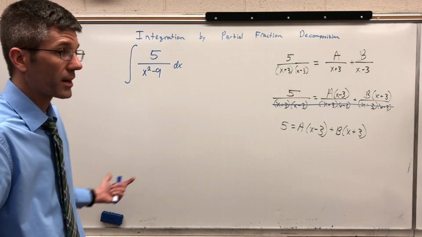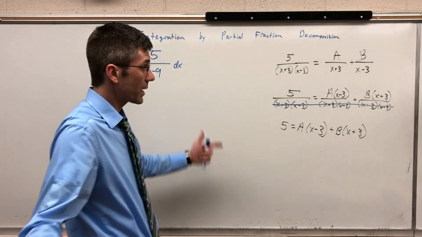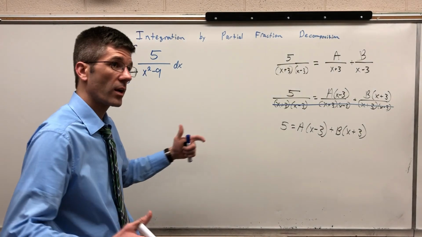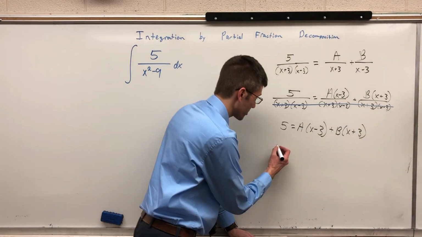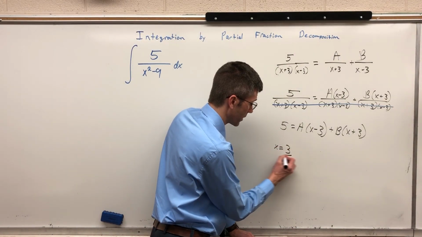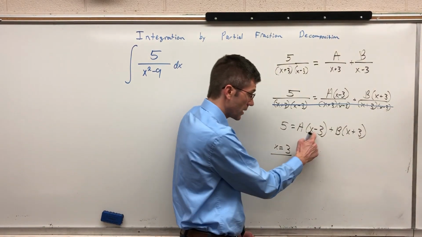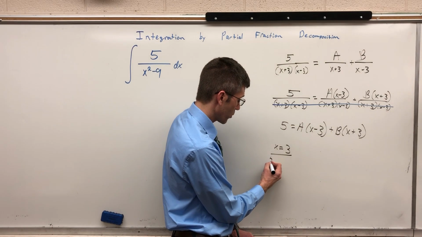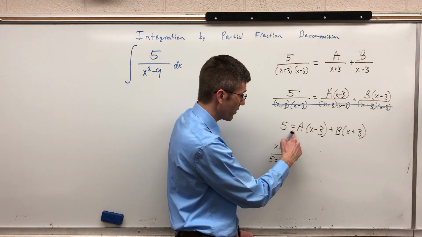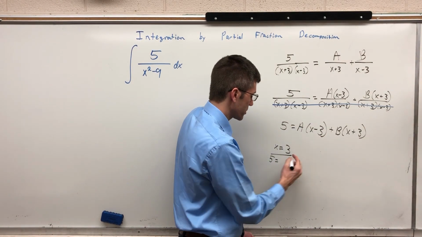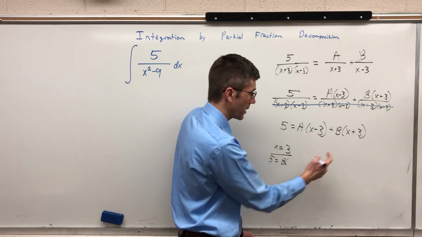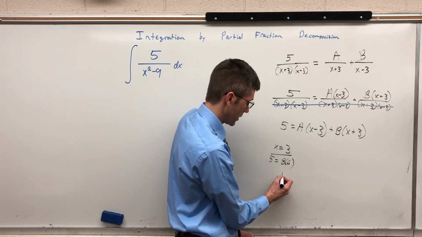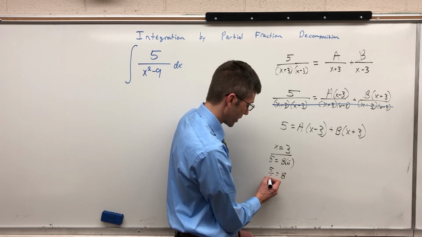And so we just pick values for x that will make this work. So let's suppose that x equaled 3. Well, if x is 3, this is gone, and B is going to be staring me in the face. So 5 equals 0 plus B times 3 plus 3. And so B is equal to 5 over 6.